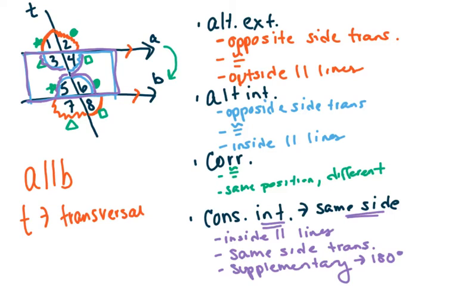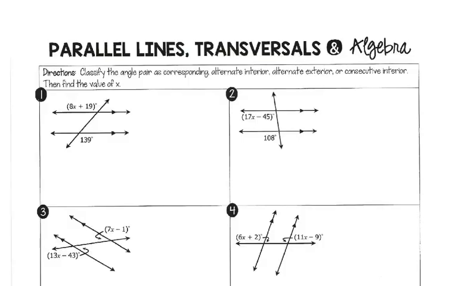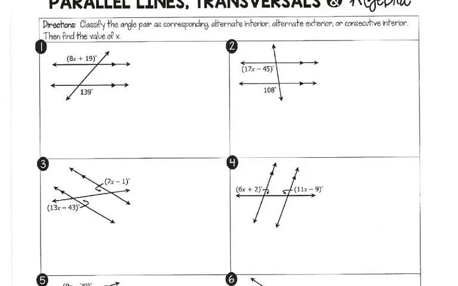What we're going to do is we're going to go through some examples together, reinforcing those skills that we did last class, and then I'm going to ask that you guys complete some on your own. So this worksheet is posted for you guys on Schoology to follow along with. I'm going to go through some examples and then you guys are going to do the rest. So the main thing here, it says in the directions, classify the angle pair as corresponding, alternate interior, alternate exterior, or consecutive interior, and then you have to find x. So the key part first is to classify.